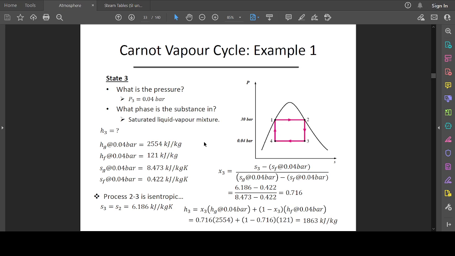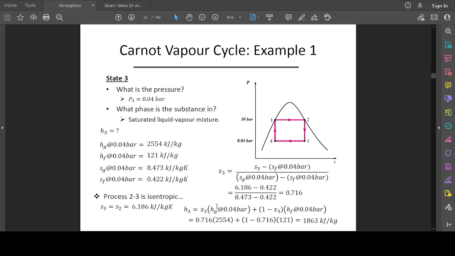Okay, so since we know the entropy at S2, that means the entropy at S3 will be the same. Since we have established this now, we can use the value provided for the entropy at S2 to sub for S3 in this equation to find the quality of the steam at this point. And once we know the quality of the steam, we can use a similar equation, but rewrite it with respect to the enthalpy.